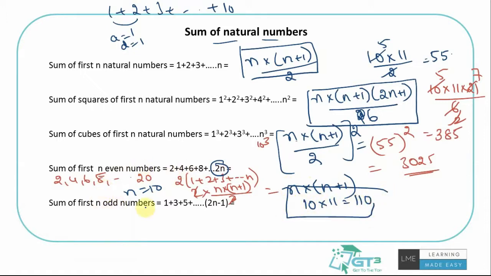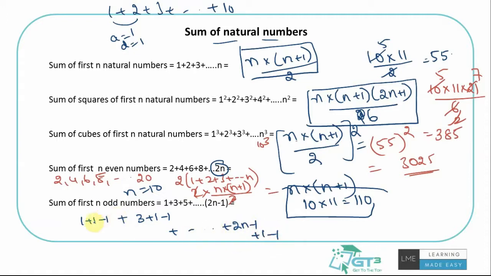Similarly, the sum of the first n odd numbers, 1 plus 3 plus 5 and so on up to 2n minus 1. You see, I can write this like this: to 1, I add plus 1 and then subtract minus 1; 3 plus 1 and minus 1; and so on up to 2n minus 1 plus 1 and minus 1.